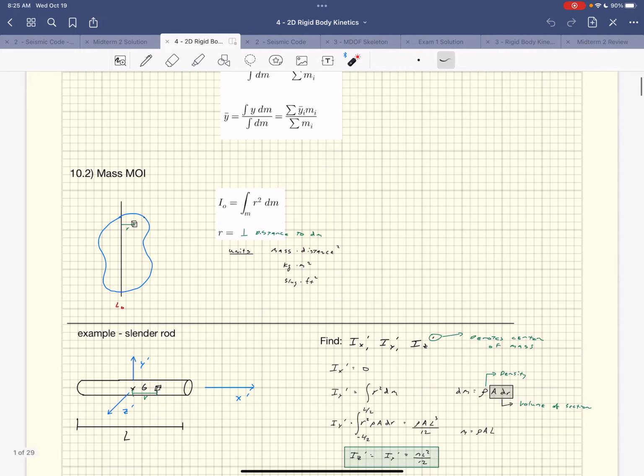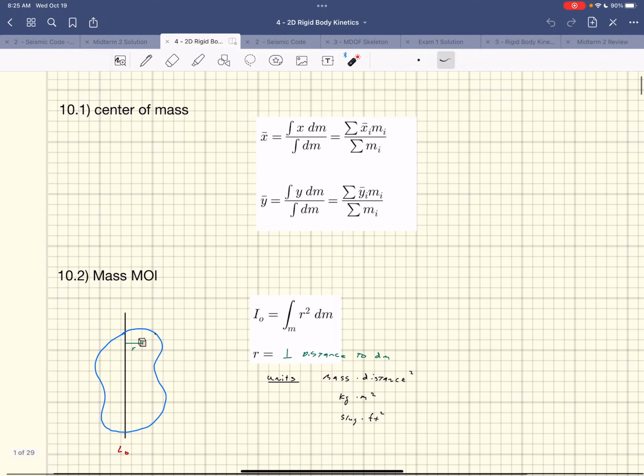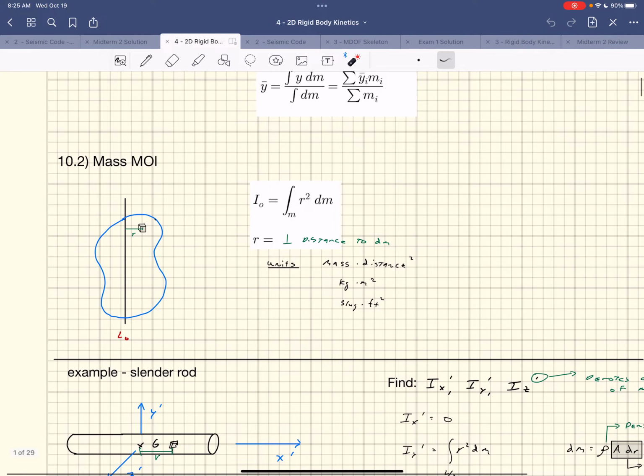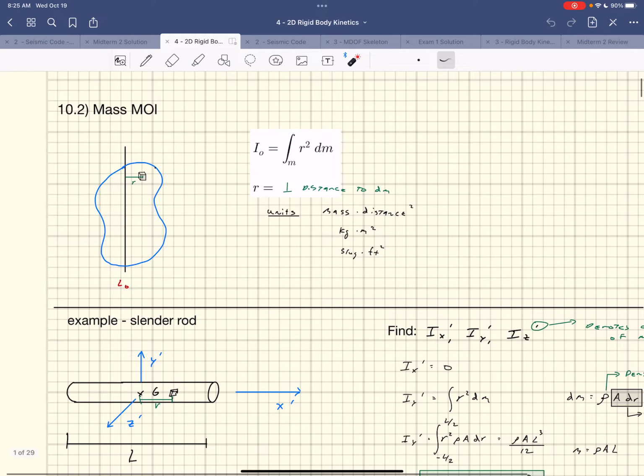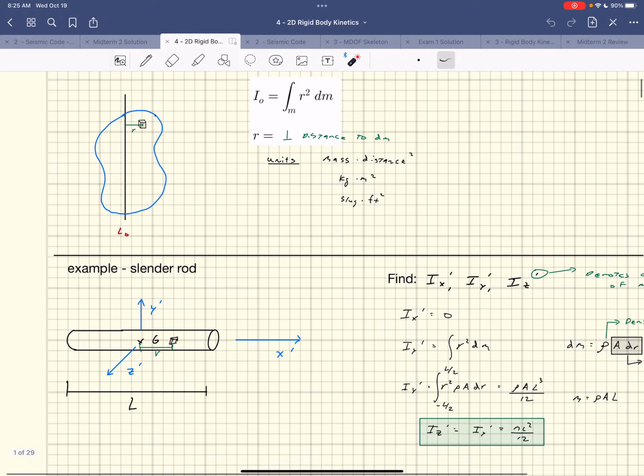Okay, and so we talked about the equation for how you calculate the center of mass, which is how you calculate the center of area, same type of equations. The mass moment of inertia is just r squared dm versus r squared dA that you use for your area moments of inertia. There are our units: mass times distance squared. So kilograms meters squared, or slug feet squared, or blob inch squared.